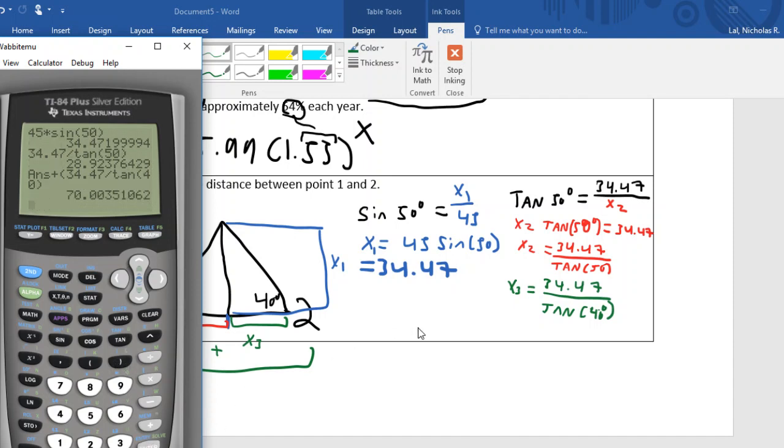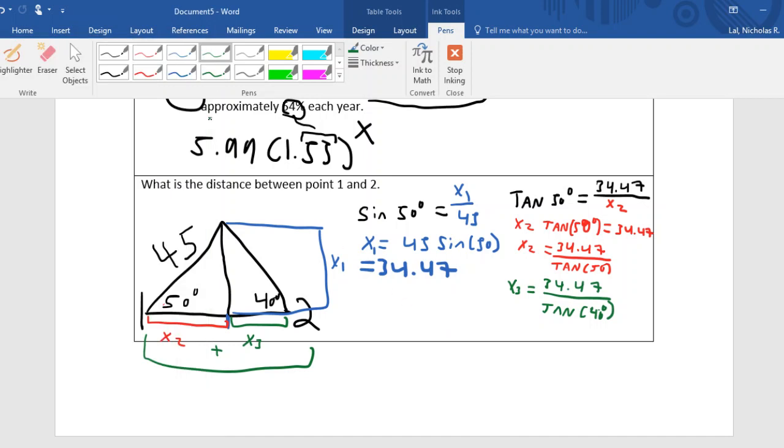So the total length between point 1 and point 2 is going to be approximately 70. So x2 plus x3 is going to be equal to about 70.